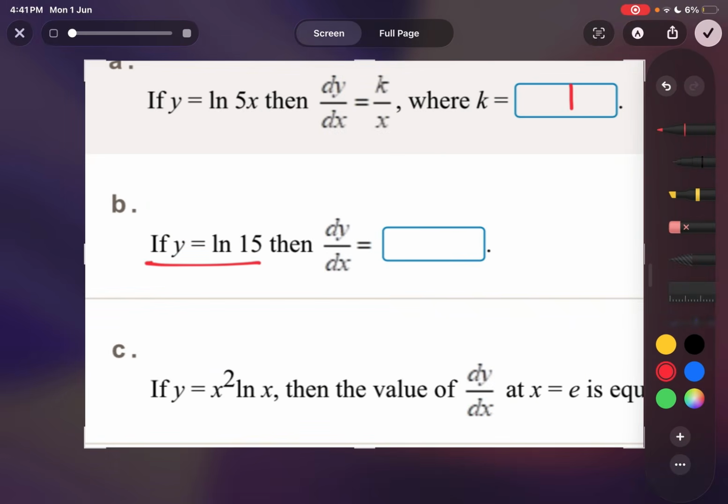Here, ln of 15, they want the derivative. Here it's a constant. Do you see any variable like x, y, whatever? No, it's only a number. It's a constant, so it's 0.